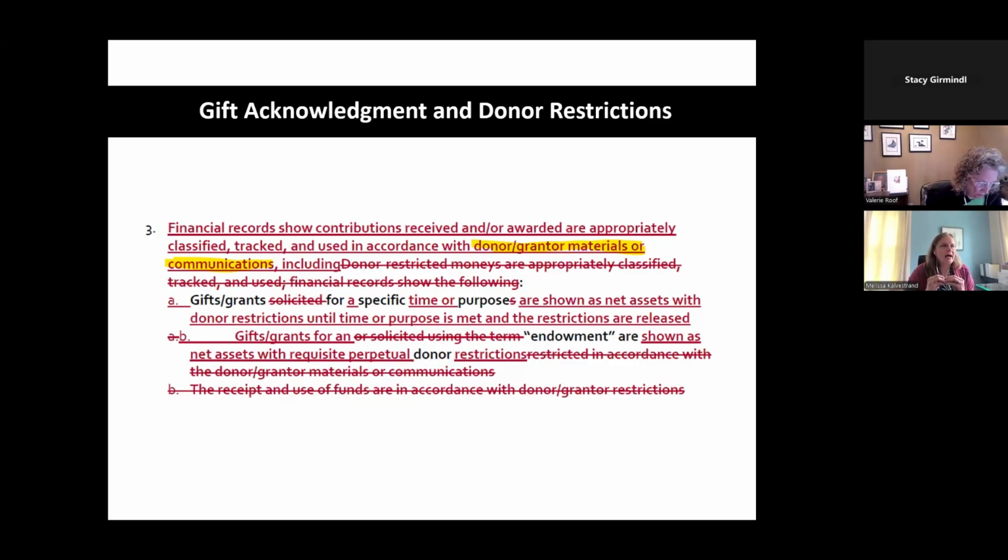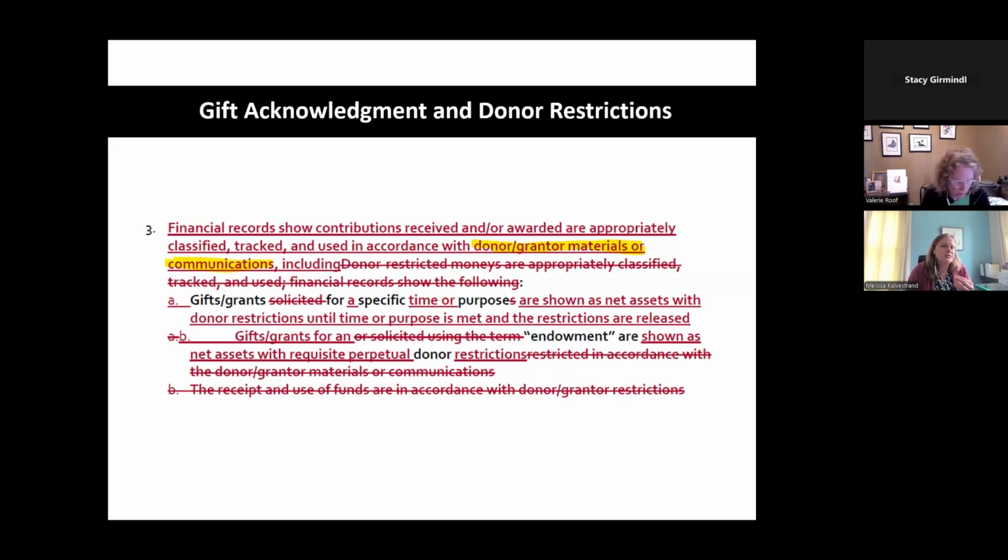And really, when an organization is using that word endowment, it does mean perpetual restrictions, unless you're making clear somewhere else in those communications that the principal can be spent. So again, we'll come back to an example on that. And again, we're really looking at this as that external facing language.